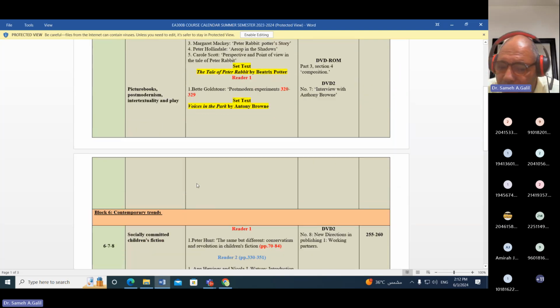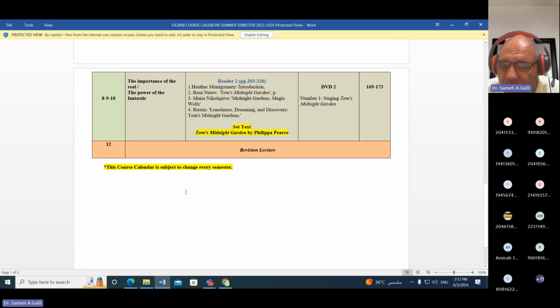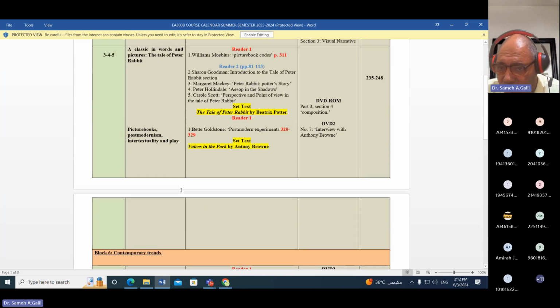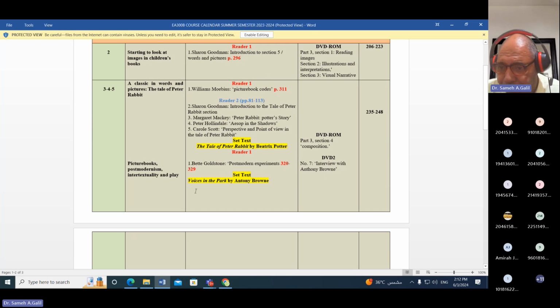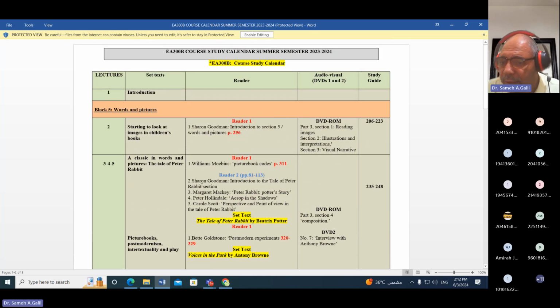Again, this course calendar does not reflect the fact that we only have 7 or 8 weeks. The items that we have are divided over the space of 12 or 13 weeks, which is obviously not what we have. So we're going to arrange it in a way.